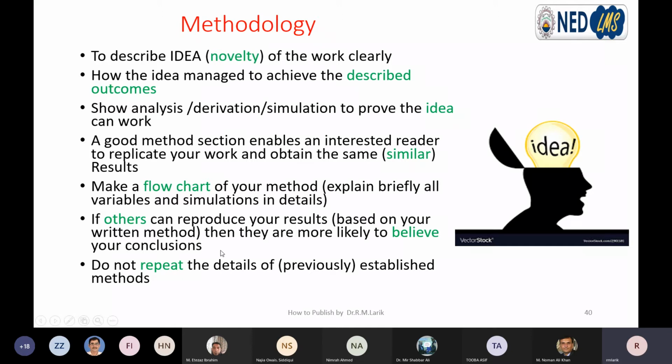And do not repeat the details. You need to remove the redundancy, right? The repetition of the words.